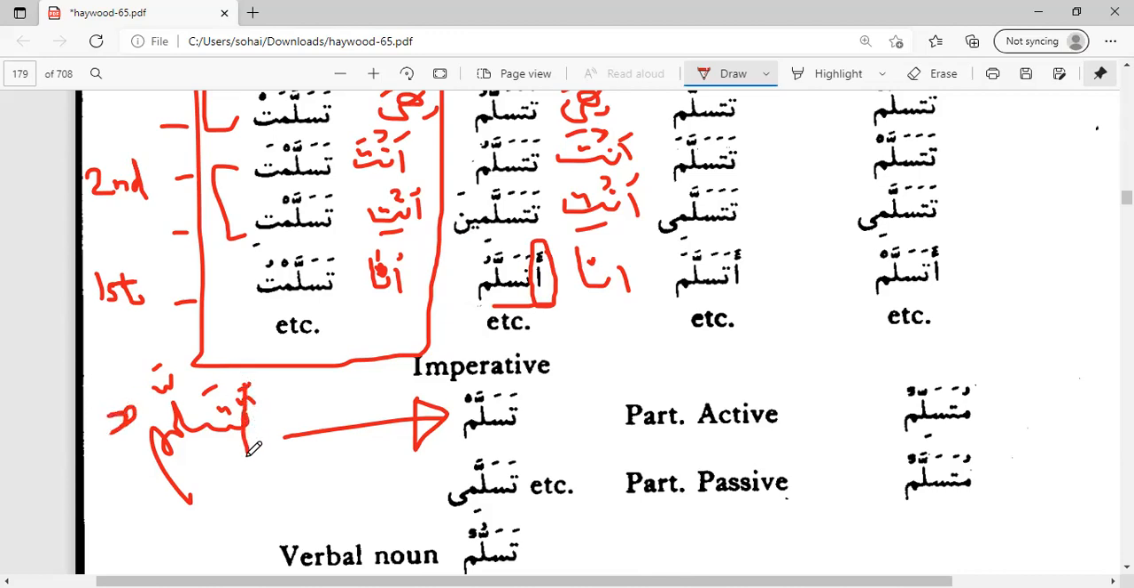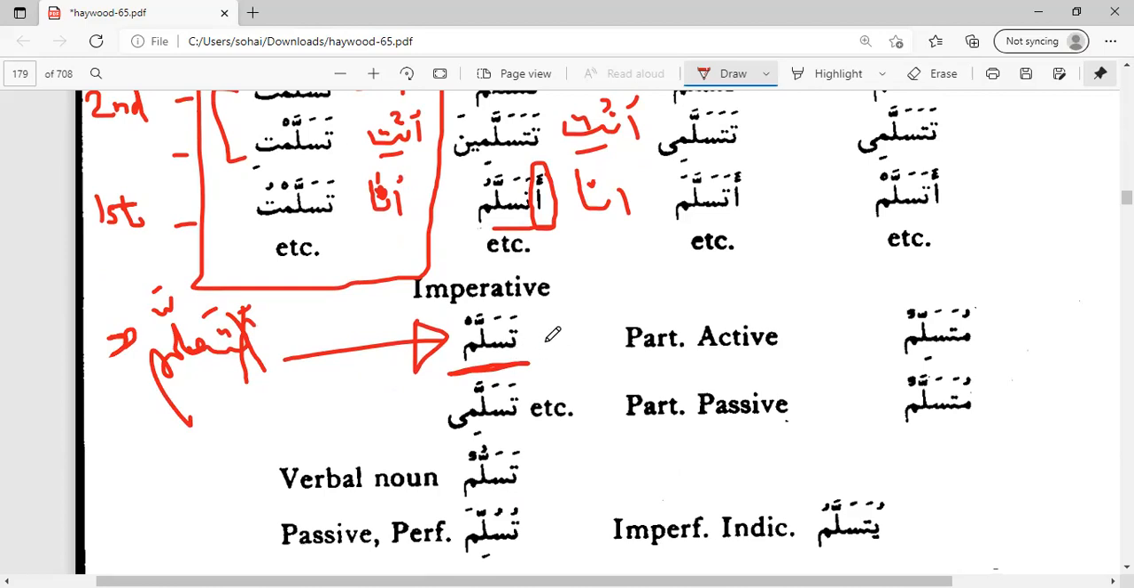Second, you drop this. And now, do you need to add alif? No. Why don't you need to add alif? Because this already has a haraka. Does it make sense? Yes, sir. So it becomes tasallam. Tasallam.